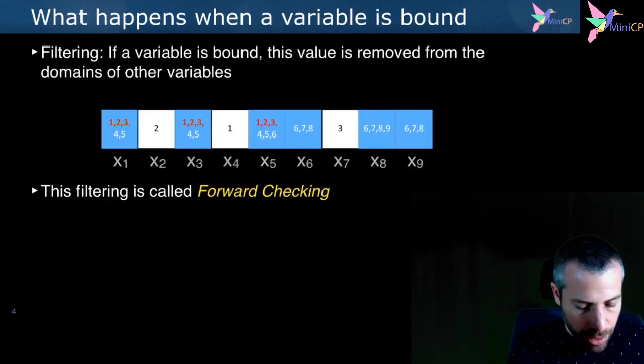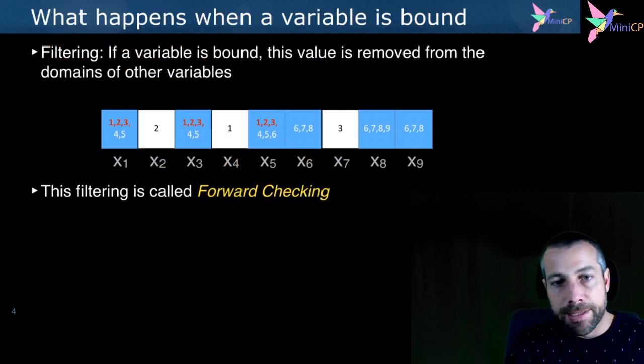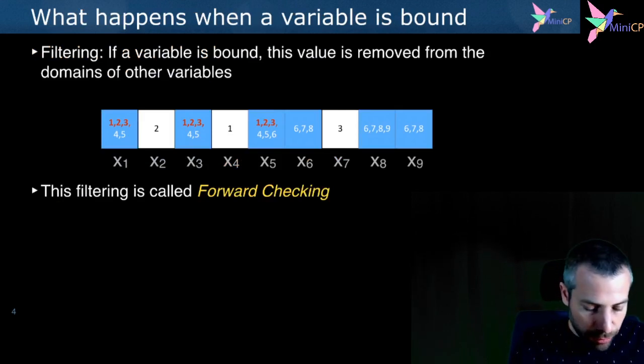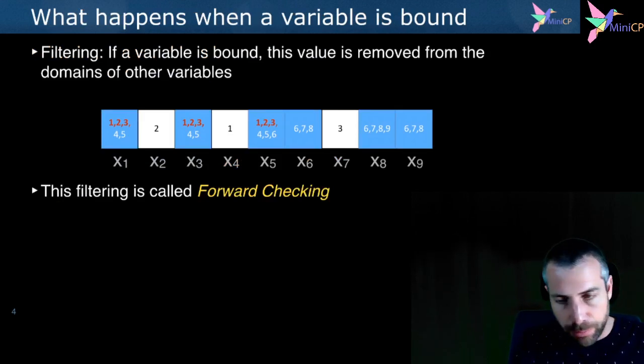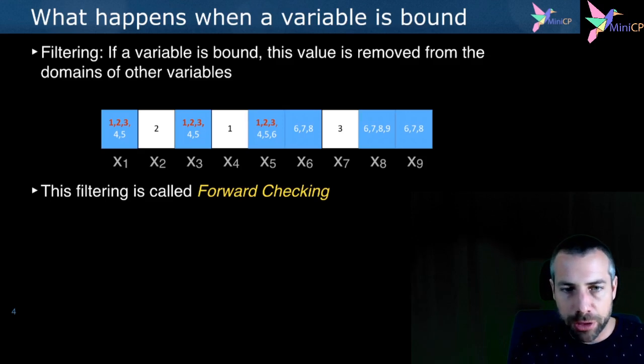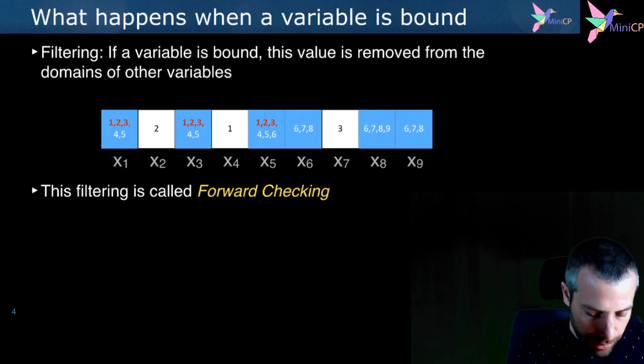Okay, so now we can see what happens if, coming back to the more general situation where we have n variables, we have one variable that becomes bound.